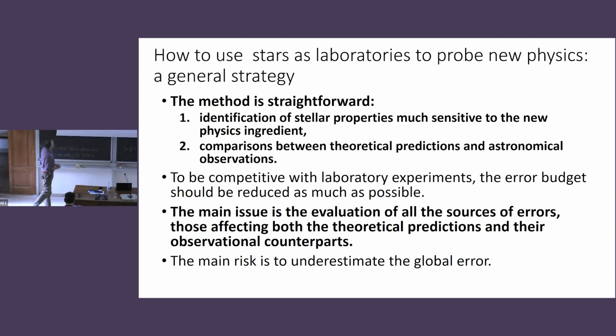Okay, so the method is simple. The method we use to exploit stars as a laboratory of fundamental physics is simple. We have to identify some macroscopic properties, the luminosity, temperature, chemical composition, variations in the chemical composition, that may bring information about some deviation from the standard physics. And then we investigate this hypothesis by comparing the theoretical predictions of these macroscopic properties with the observed ones.